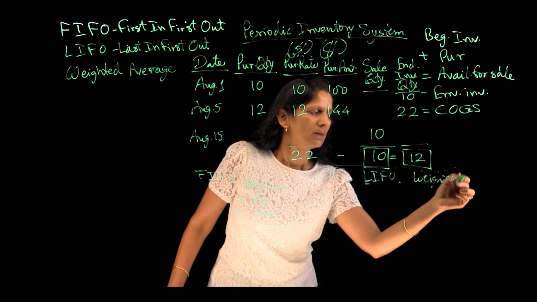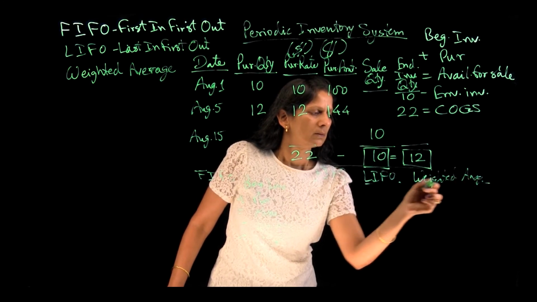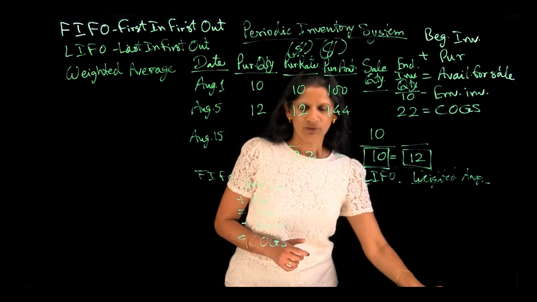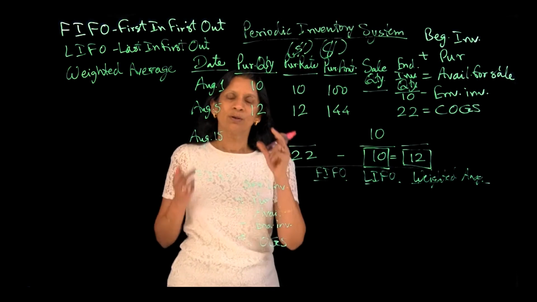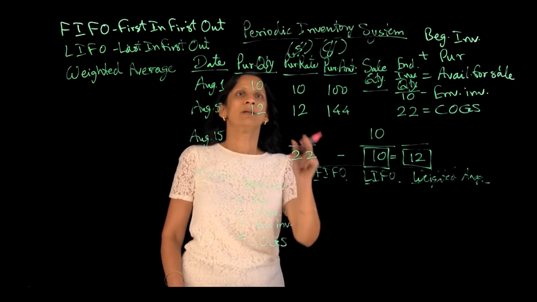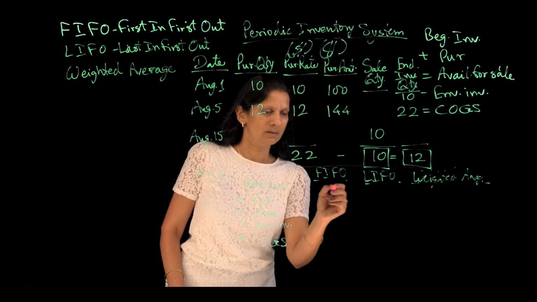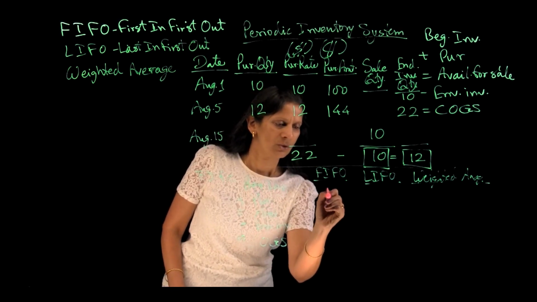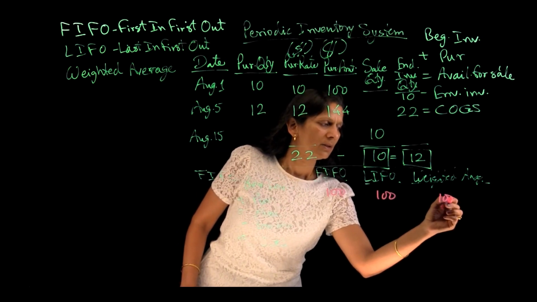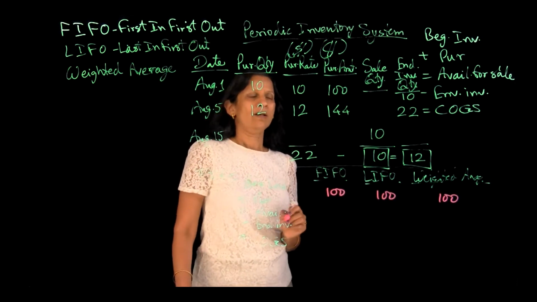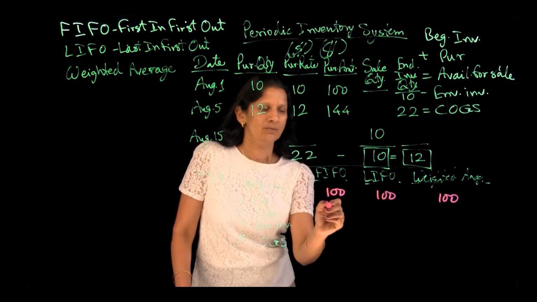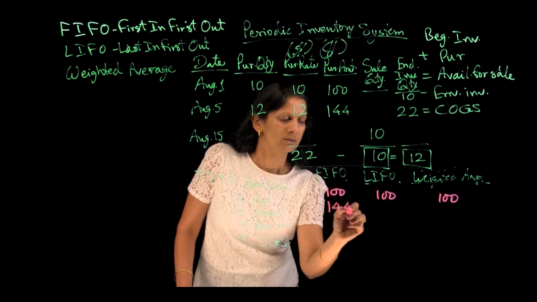These are our three methods. Now let's talk about these costs. What is happening with the beginning inventory? Irrespective of the assumption, beginning inventory is going to remain the same. My beginning inventory is 10 times 10, that is $100. So $100 is the value of my inventory in my warehouse, and I purchased only 144 worth.